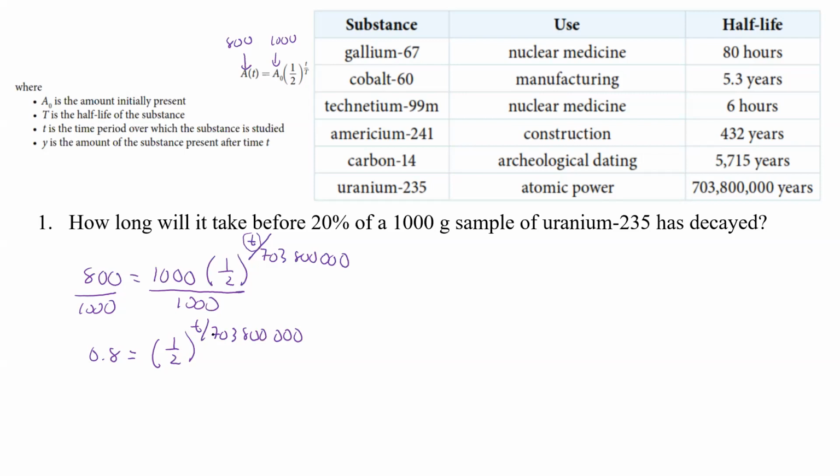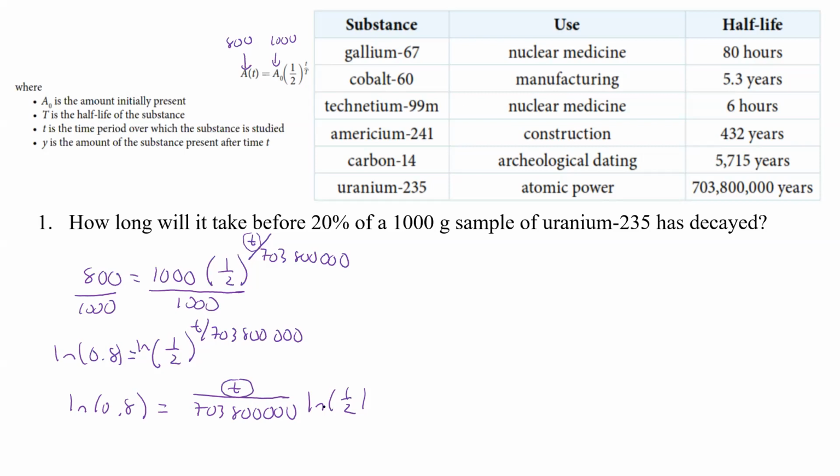Now, at this point, I'm thinking, okay, well, nothing's base 10, but if I take the log of both sides, I can bring down my exponent here. I can take the log of 1/2, no problem. I can take the log of 0.8, no problem. And so that's what I'm going to do. I'm going to take the ln of this and the ln of this. So now I have ln of 0.8 equals, now I'm going to leave some space because now I'm bringing everything down in front here. So that's going to be t over 703,800,000. All right, now it's set up nicely.